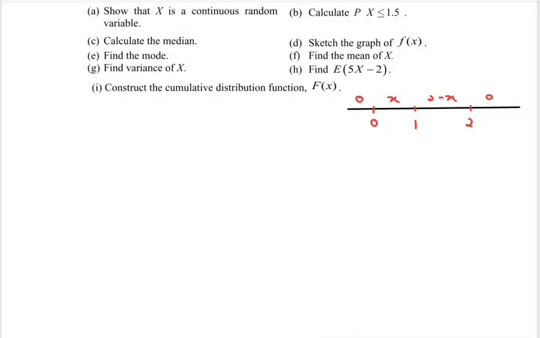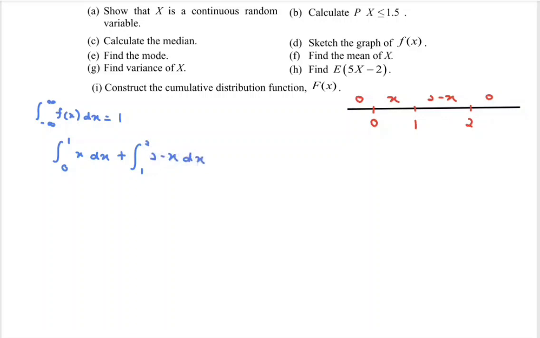Kindly refer to the question, show that X is a continuous random variable. So meaning that we have to sum up the situation, starting from negative infinity until infinity for the function f(x) with respect to x, and then equals 1. So let's begin. Integrate from 0 until 1 for the function x dx, plus the second function, from 1 until 2 for the function 2 minus x dx.